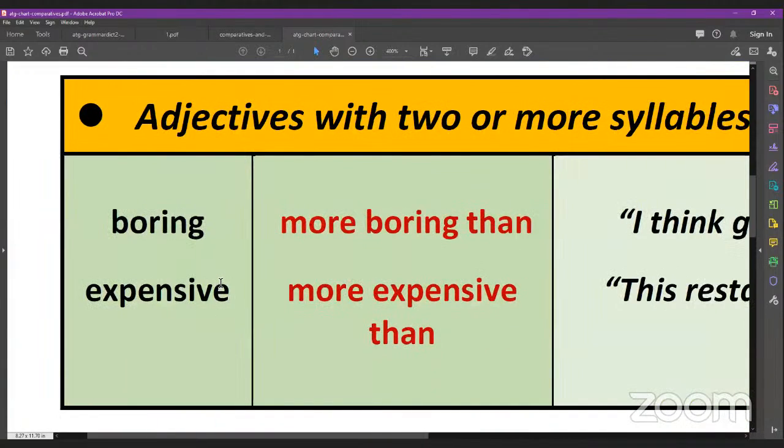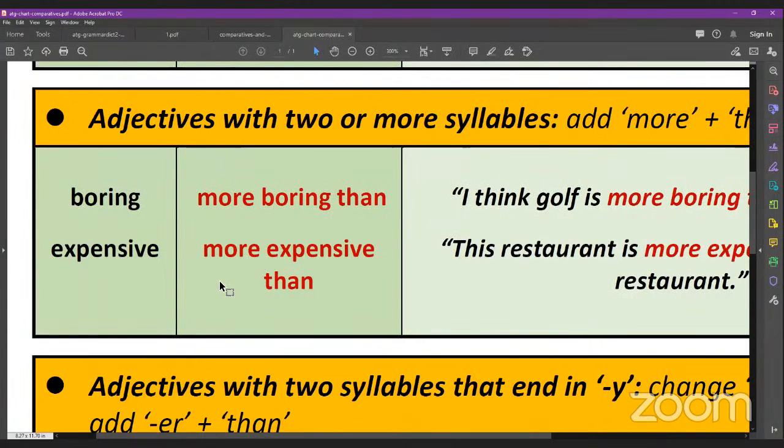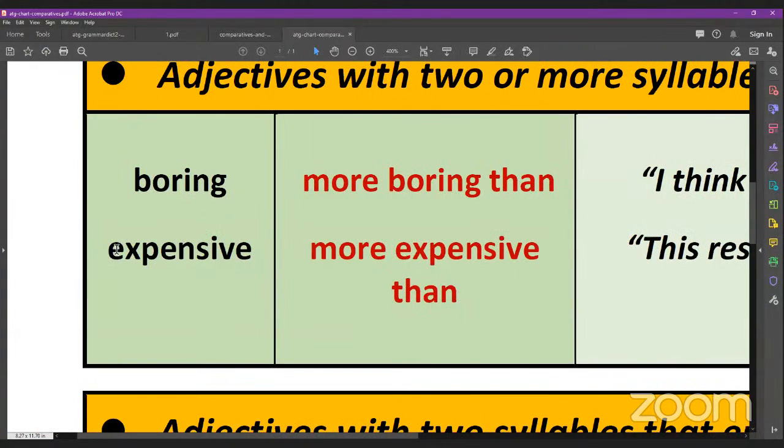Now, this spelling rule is about long adjectives. Long adjectives I consider those that have 2 or more syllables. For example, these ones: boring, expensive. We cannot add the suffix -er to the base form of these adjectives because they are long adjectives. We use the word more instead.